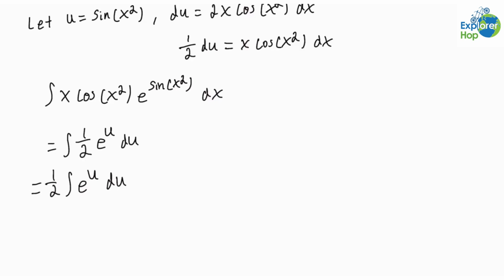And the antiderivative of e to the u is just equal to e to the u plus some constant c. So this is equal to 1/2 times e to the u plus some constant c.